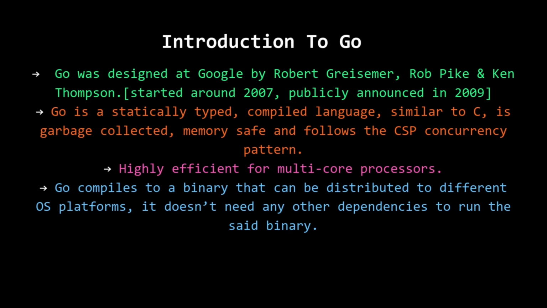Another selling point of Go is that it can compile to a binary that can be distributed to different OS, and you don't need any other dependencies to run it. For example, if we want to run a Java program, then we need to have the JVM installed. For Python, we need to have Python installed on our machine.